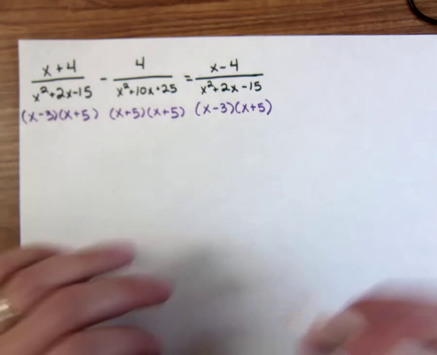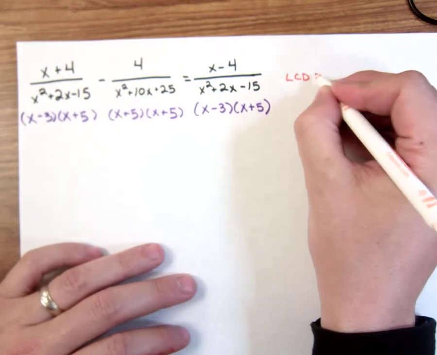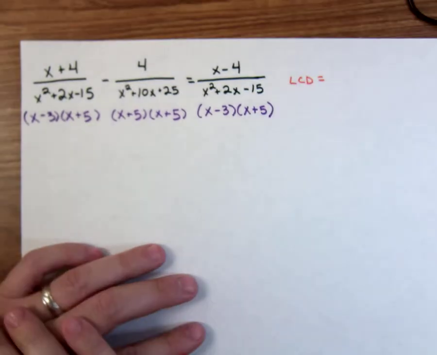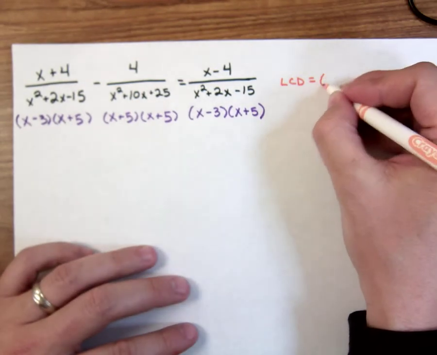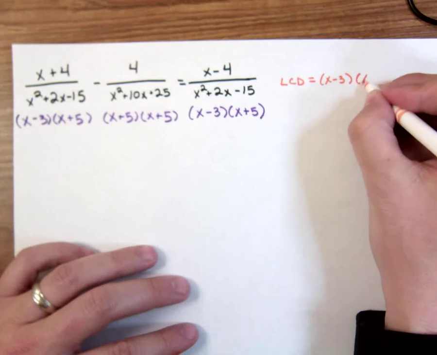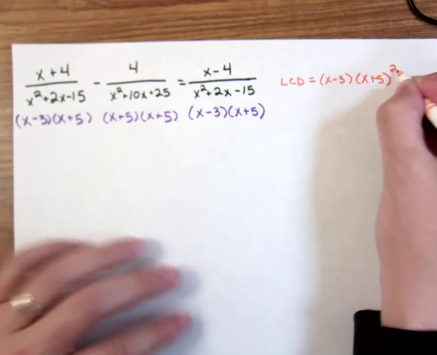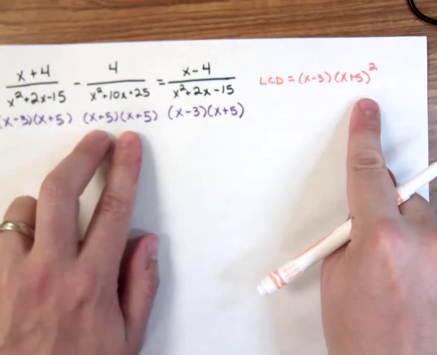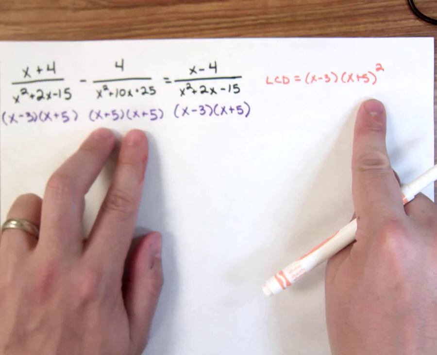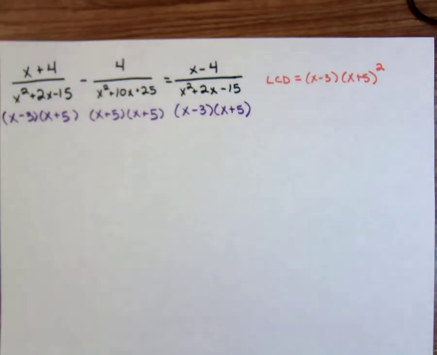So look at our 3 fractions. Is it x minus 3, x plus 5? Close, you're kind of right. x plus 5 is twice, so I have x plus 5 squared, because this one has 2 x plus 5s, so my lowest common denominator has to have 2 x plus 5s. That's the lowest common denominator, which means buckle up, kids.